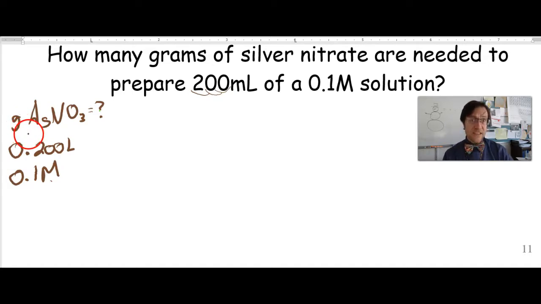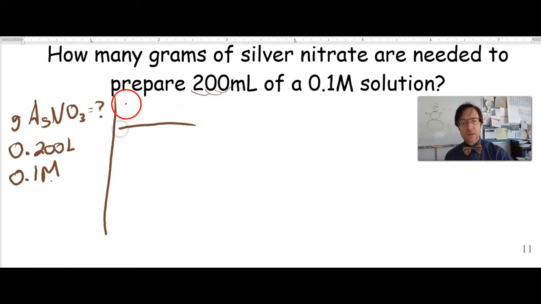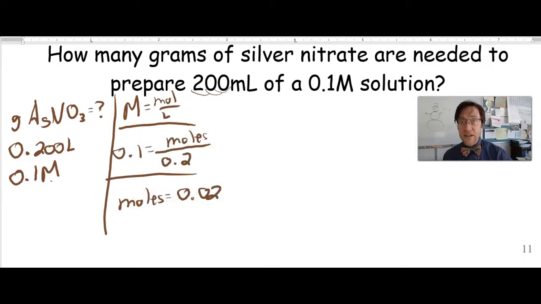Well, in this case, I can't figure out grams directly, so it'll probably be a 2-step problem because remember, grams and moles are easily interchanged. So the first thing I'm going to do is find moles with this molarity equation. Delightful. So I've got 0.02 moles of AgNO3. Now in this case, we're not done yet because this answer gives us moles, but what we need is grams.